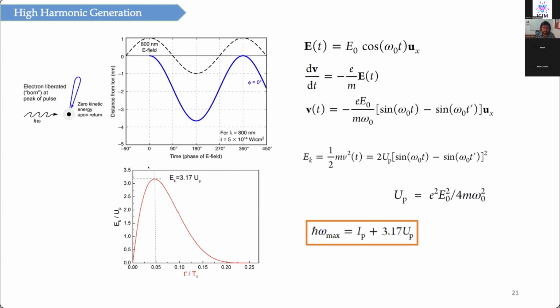Now, he has also mentioned in one of his papers, and it is widely accepted, the cutoff energy that we mentioned. The highest energy that you get in your HHG is the ionization potential plus 3.17 Up. Up is the ponderomotive energy; forget that for now. This is a contribution of the wavelength and intensity of the laser. So you get some cutoff, which is given at this point.